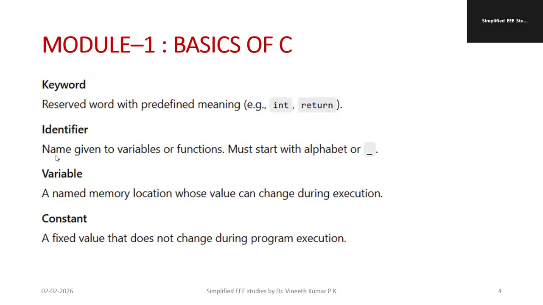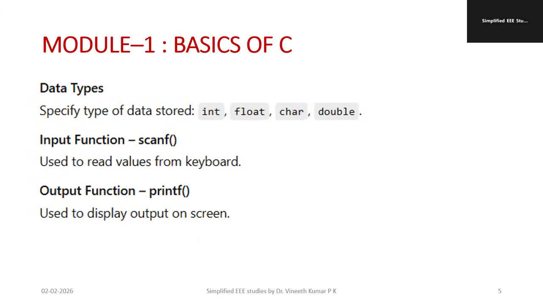Identifier. What is an identifier? A name given to a variable or function is called an identifier. You can use the underscore, or you can start with an alphabet. There are rules, but you focus on these two rules. That is more than sufficient. What is a variable? A named memory location whose value can change during execution. Constant: a fixed value that does not change during execution. These are the most commonly asked questions in your C programming subject.